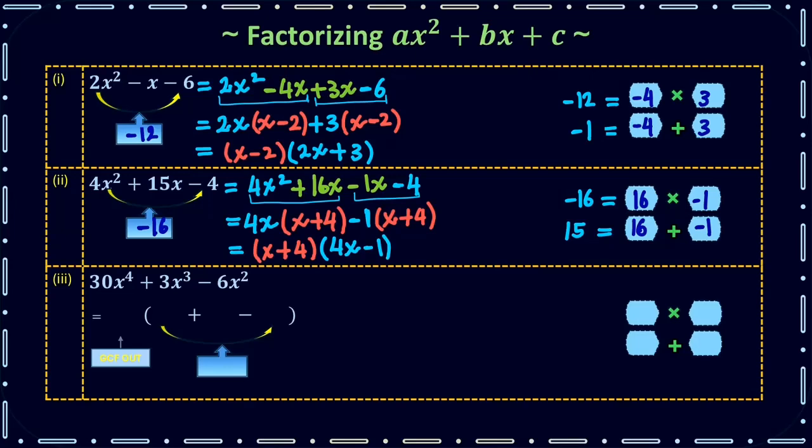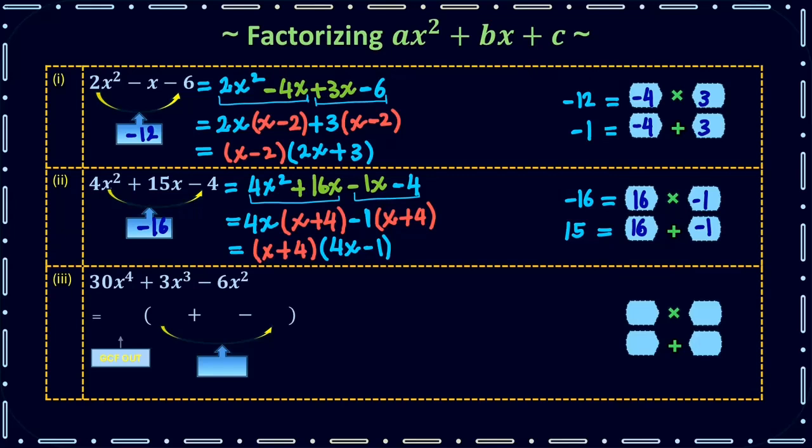The fastest way to check is to multiply the outer terms. X times -1 is -x. 4 times 4x is 16x. -x plus 16x, in fact, gives us the middle term of positive 15x. Let's finally look at the last example.